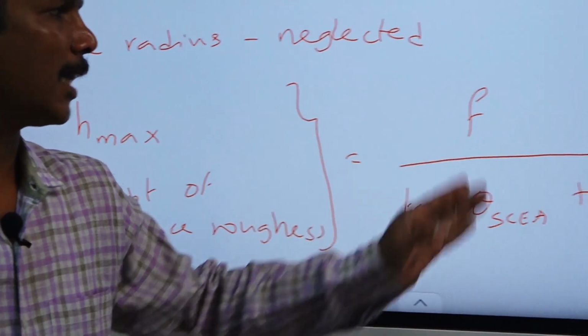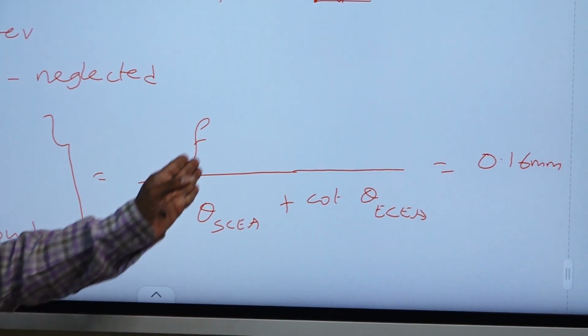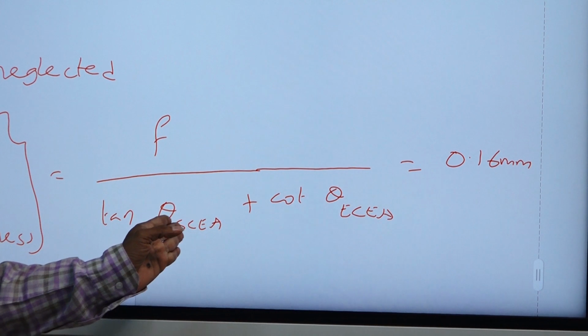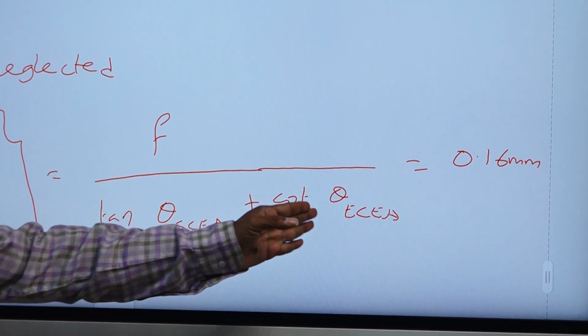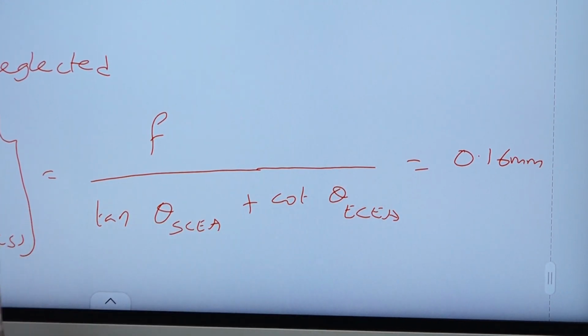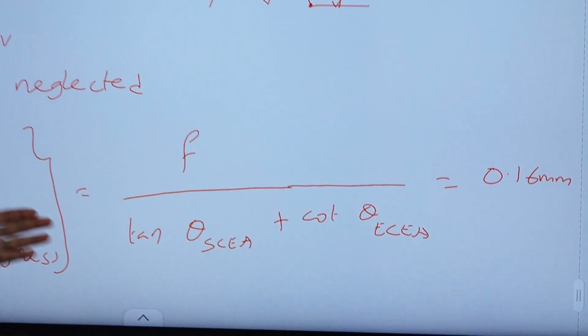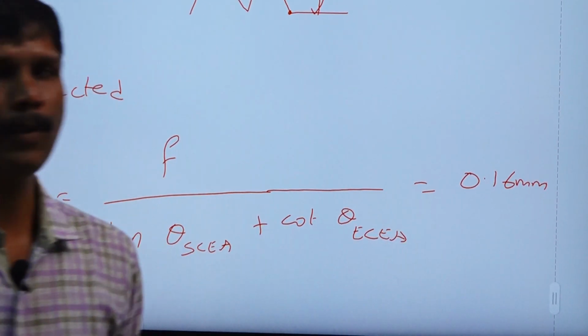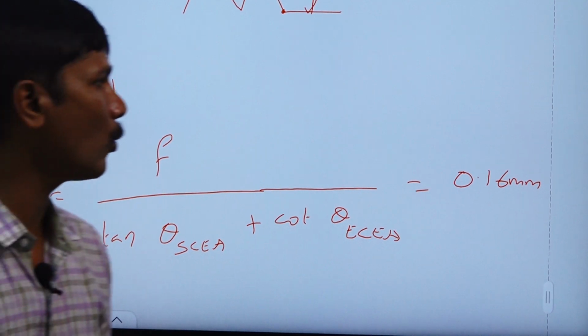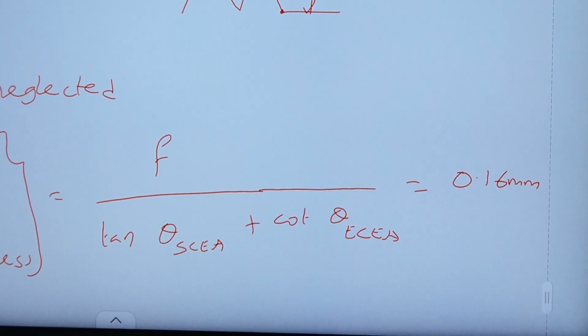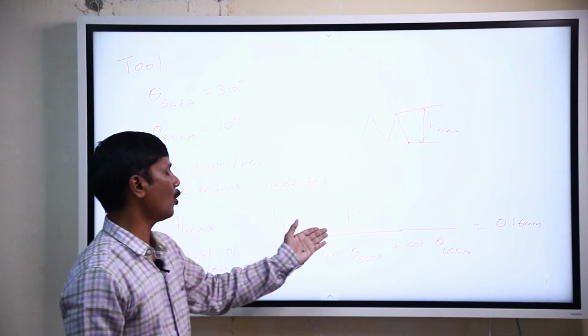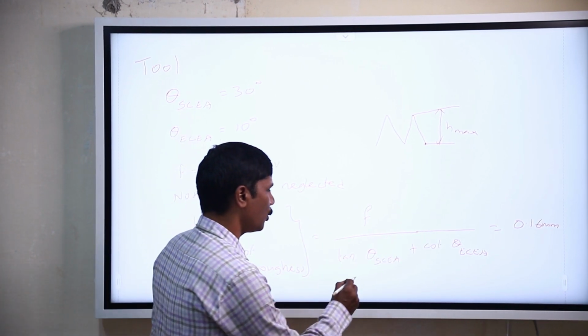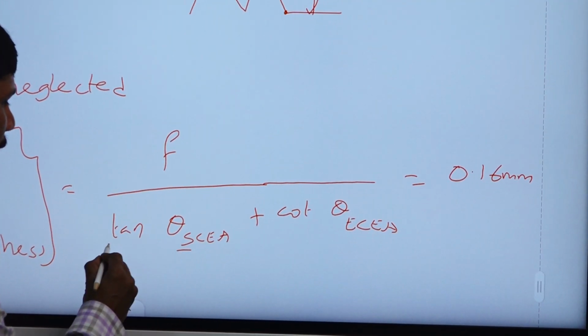For that, it is the ratio of the feed to tan of the side cutting edge angle plus cot of the end cutting edge angle. When you substitute all these 3 values, you can get the value in mm. It is 0.16 mm. It is a simple question, but we should know the formula, and for which angle the tan will come.